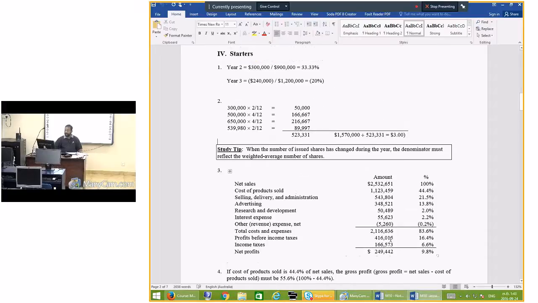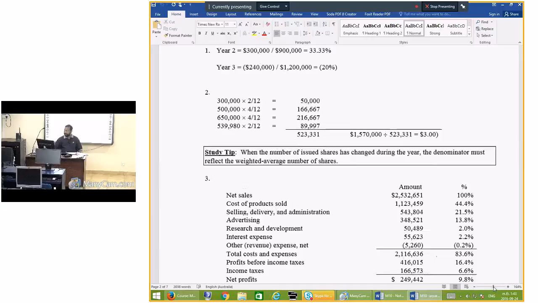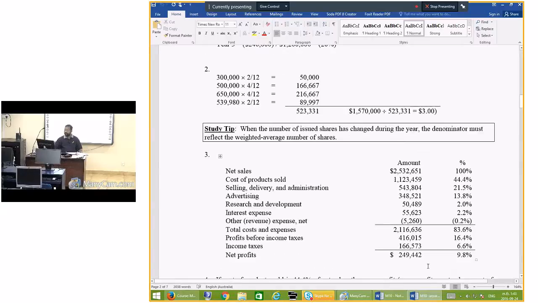This should be the answer. Selling and distribution 21%, advertising 13%, research and development 2%, interest expense 2%, other expenses 0.2%, and total cost is 83% and profit therefore 16%, and income tax is 6% and net profit is 9.8%.